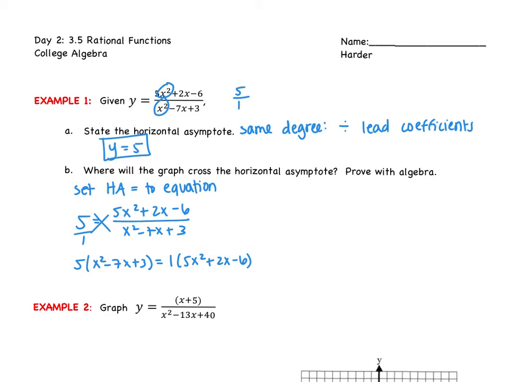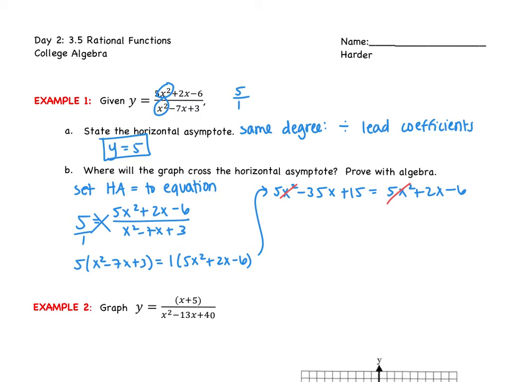Let me be very clear, listen to this. Sometimes there will be no solution. So sometimes you will go to solve this and you'll get a false statement, like 0 equals 4. That tells us our graph does not cross the horizontal asymptote. Okay, so what I'm going to do now is distribute on both sides. Left side, I'm going to distribute that 5. So we get 5x squared minus 35x plus 15. On the right side, I'm just distributing a 1. So I get 5x squared plus 2x minus 6. What is super nice is that those x squareds cancel out.